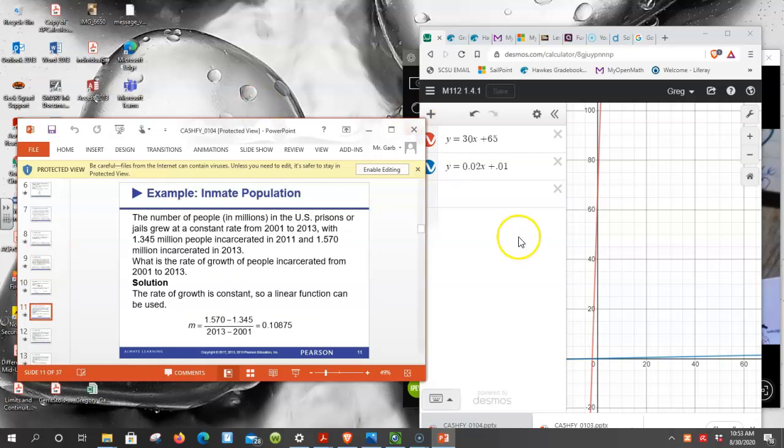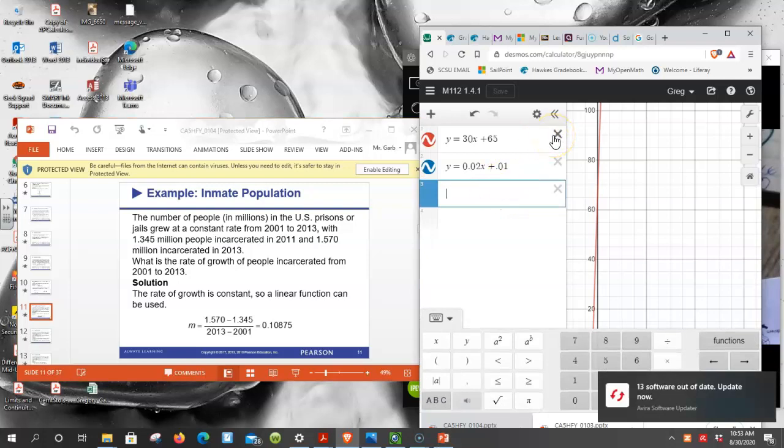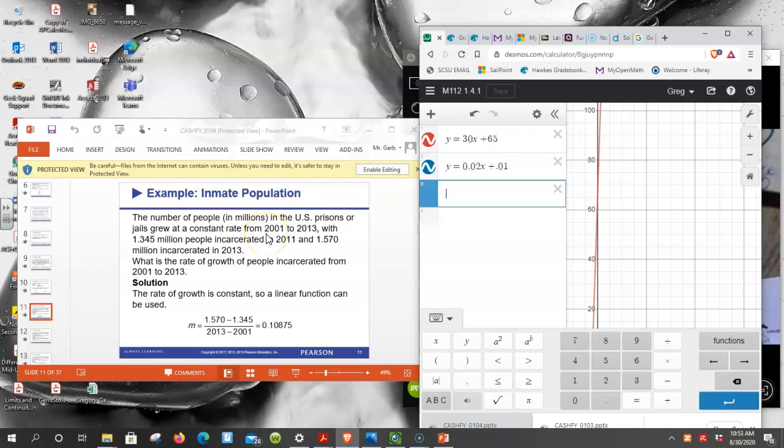Here we go. Because it's all about the application. That's what matters here. The number of people, in millions, in U.S. prisons and jails grew at a constant rate. Basically, from 2001 to 2013, the number of millions of people in jail increased, with 1.35 million incarcerated in 2011 and 1.57 million incarcerated in 2013.